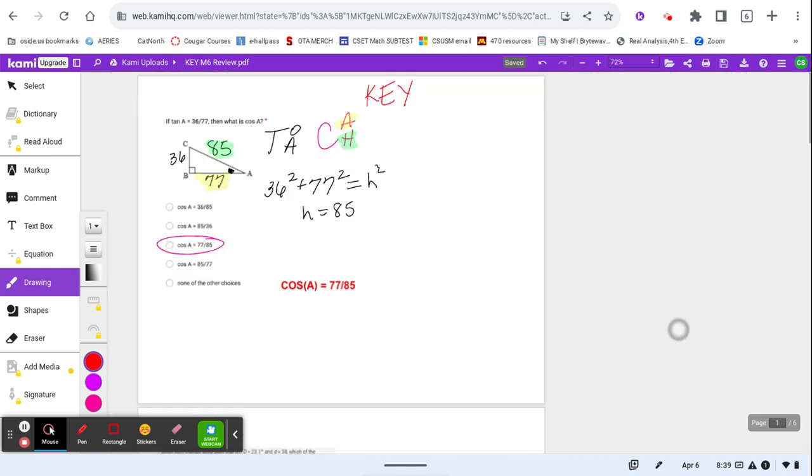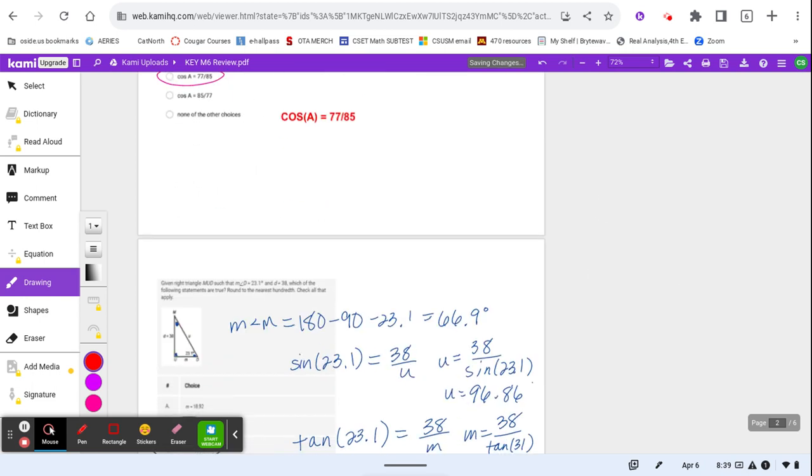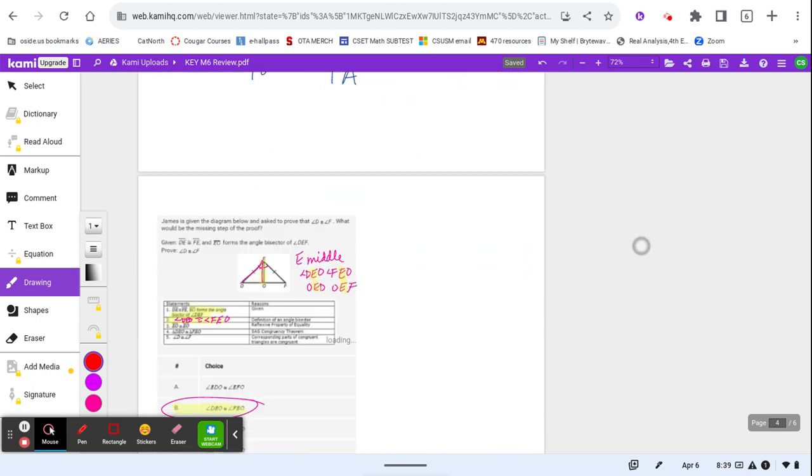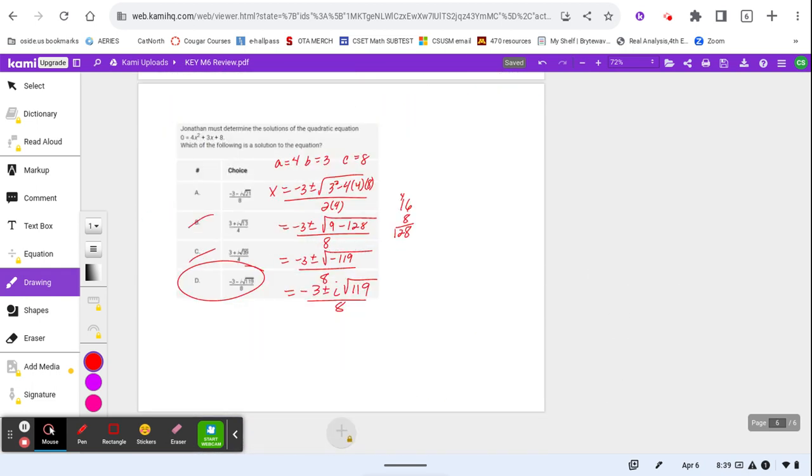Oh, did I skip one? Boom, boom, boom. No, okay. It just felt shorter than what I thought I assigned.